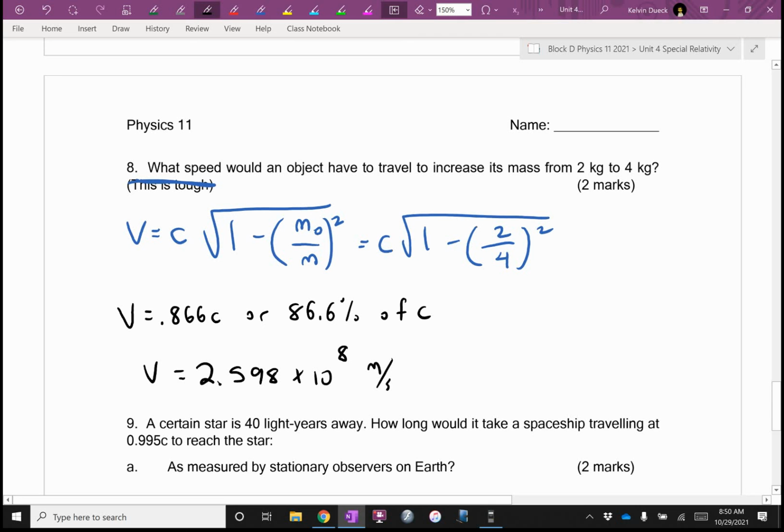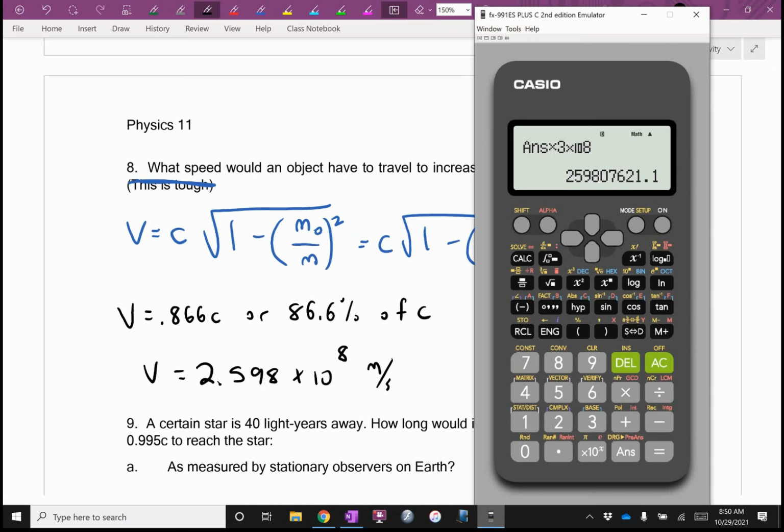By far the most common silly mistake on this, especially for some reason when I ask for a percentage, is that kids forget to square root. The number of times I've seen kids go 1 minus bracket 2 divided by 4 bracket squared, because you get something that kind of looks like a percent. Oh, 75%. They'll tell me, no, you forgot square root. So don't do that.